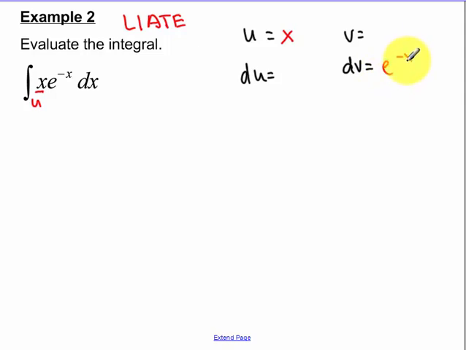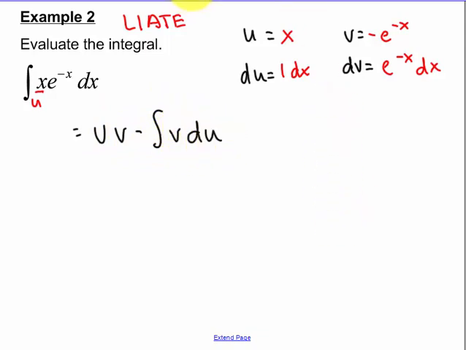E to the negative x dx. Then integrate this to get back to your v, negative e to the negative x. I always like to do a quick check. The derivative of this is this. Yes, it is. Take the derivative of x to get 1 dx. Okay, now set up your equation. And you might want to write this equation out so you're used to writing it. Ultraviolet voodoo.